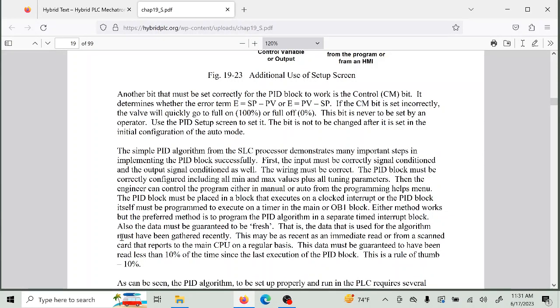The PID block must be placed in a block that executes on a clocked interrupt, or the PID block itself must be programmed to execute on a timer in the main or OB1 block. Either method works, but the preferred method is to use a separate timed interrupt block.